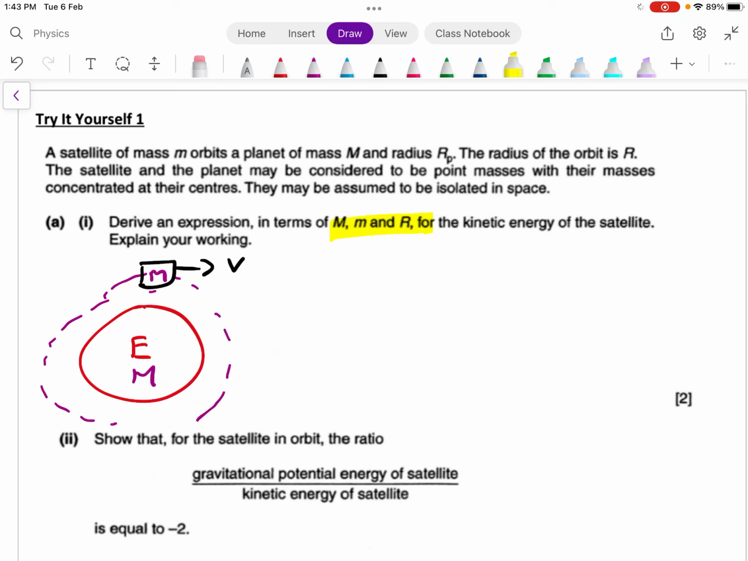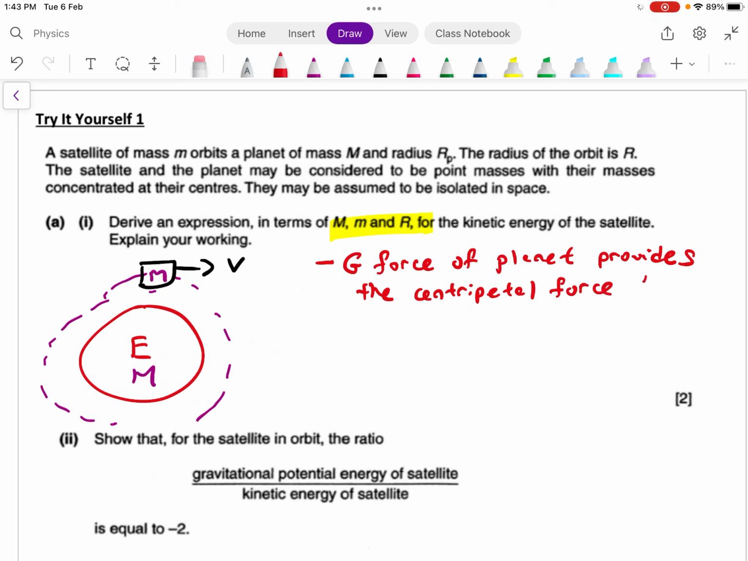Okay, so for the derivation of your working, first thing you always start off with this sentence. So for example, the gravitational force of the planet provides the centripetal force for the satellite to undergo circular motion. Every time you are asked to show something, always start off with an English sentence.